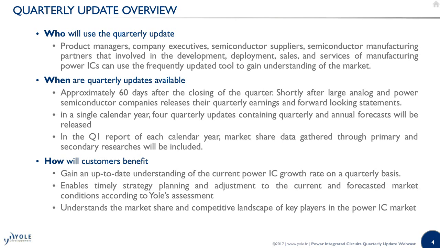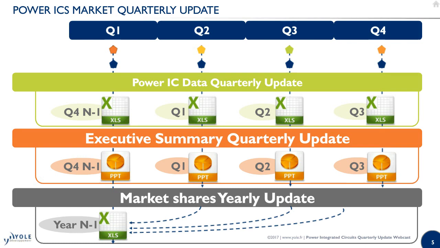So basically, every quarter we will be producing the quarterly updates. In each case, we will deliver an Excel spreadsheet, and we will present those Excel spreadsheets just afterwards. We will also deliver an executive summary for the quarterly updates, and we will deliver a third document, which will be an Excel spreadsheet for the market shares. And persons taking the Q2 report will have access as well to the market shares yearly updates.